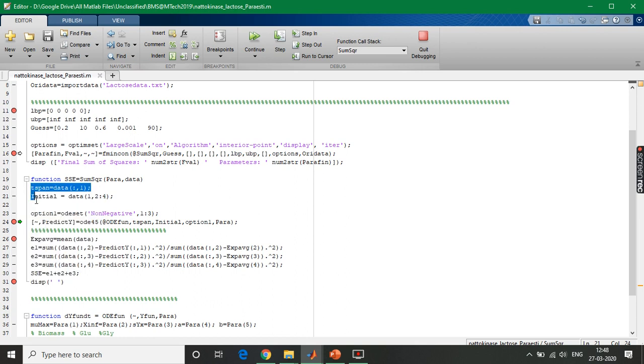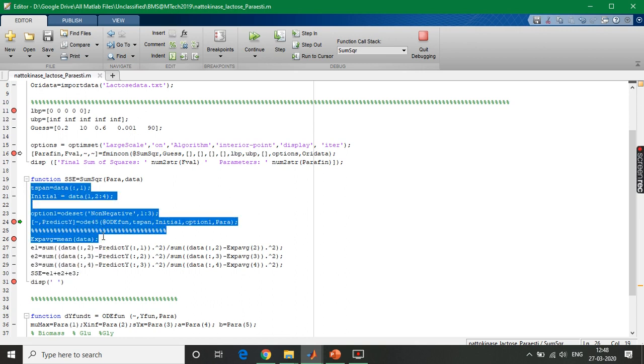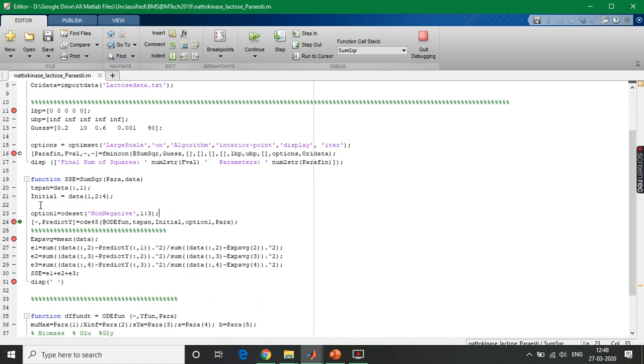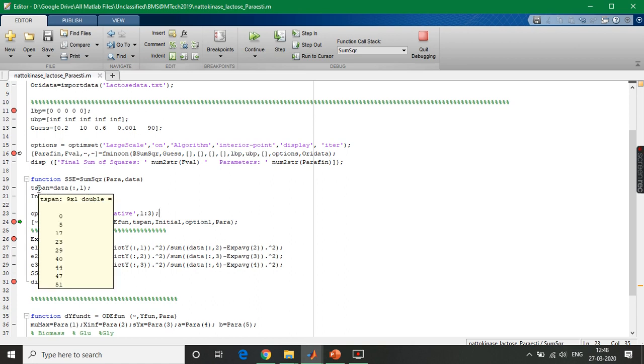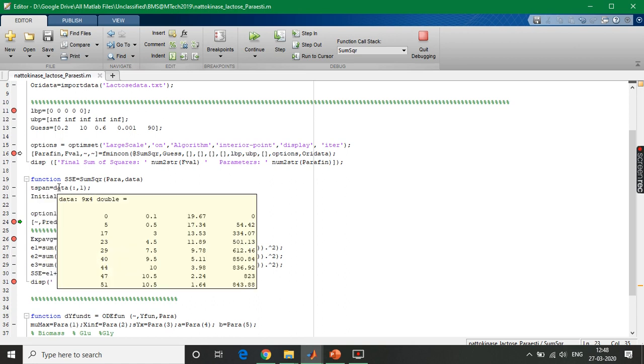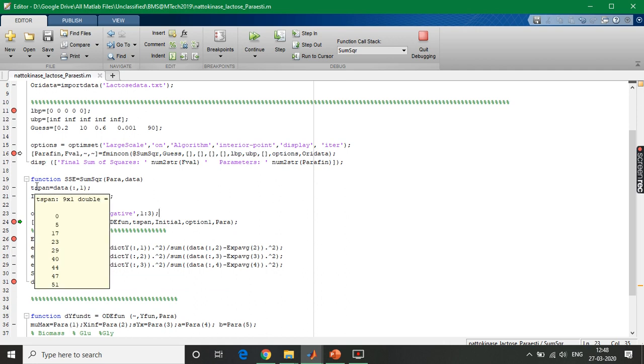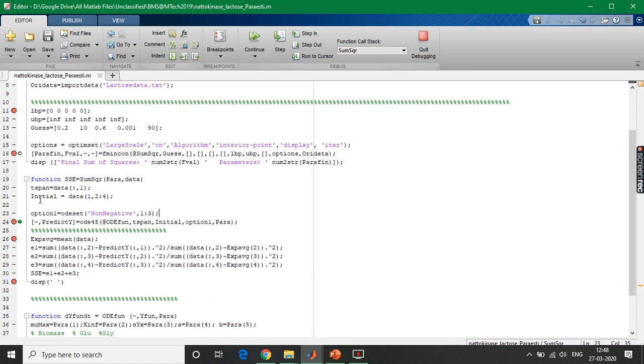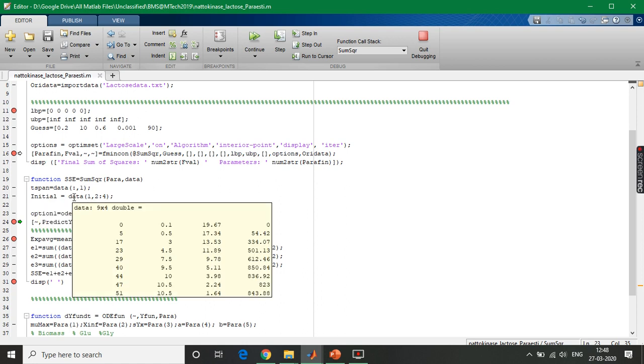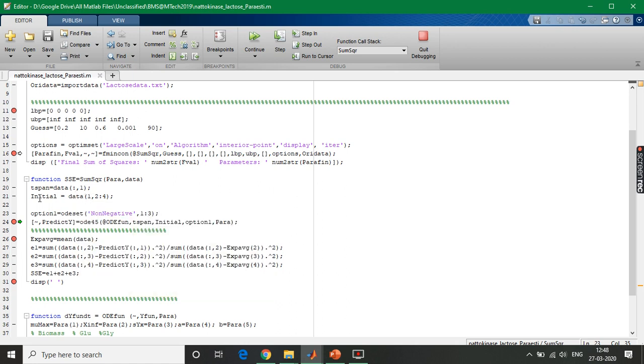Now up to these 4-5 lines, it is actually the simulation that you normally do. So initial time span, that is the first column values, data 1, t span. That means we will simulate this model within this time period. And initial values is for data 1 to 4. That means 0.1, 0.1, 19.67 and 0. I'm not writing them, I'm simply taking the initial values. You see the same values for biomass, substrate and product.